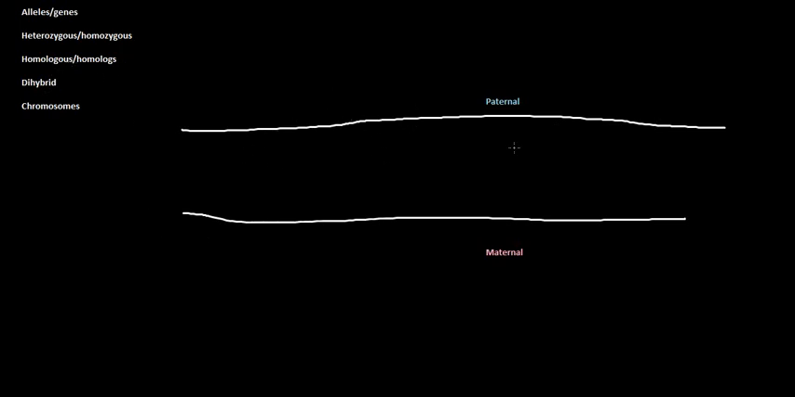So to break it down, we're going to start at the allele level, alleles and genes. I've drawn out these two DNA strands. One is the paternal strand and the other is the maternal strand. If you were to turn these into chromosomes, they would look something like this, right? So here's your paternal chromosome, and then here's your maternal chromosome.